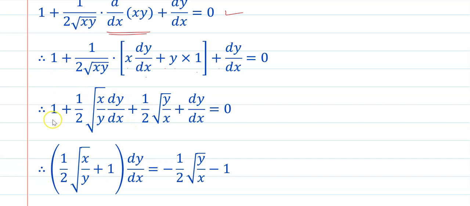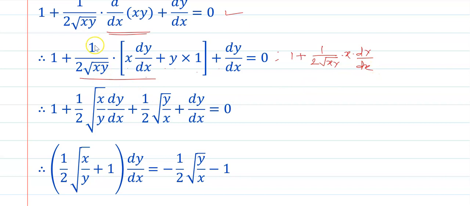What simplification? Keep this one as it is. Next, 1 upon 2 times root of xy into x into dy by dx. Do the multiplication. What will you get here? That is 1 plus 1 upon 2 times root of xy. This is the 1 upon 2 times root of xy into x into dy by dx.